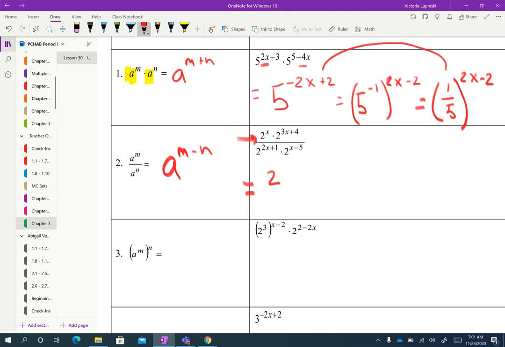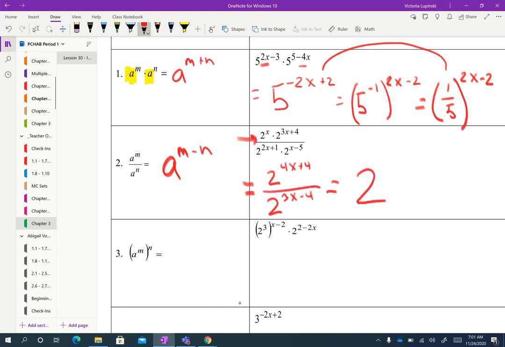So in the numerator, it's base 2, and I'm going to go ahead and add up those exponents. So that would be 4x plus 4. Similarly, in the denominator, base 2, I'm going to add up all the x's, for which there are 3x of them, and then 1 minus 5 would be negative 4. Then you have base 2 in the numerator and base 2 in the denominator. So you're going to go ahead and subtract those exponents.